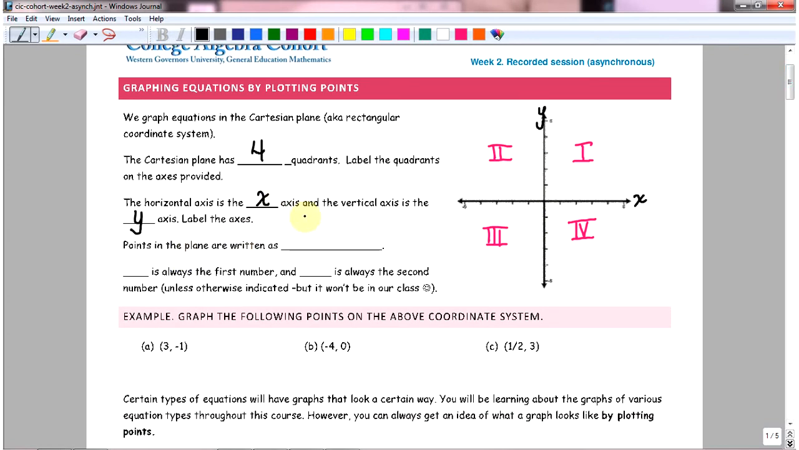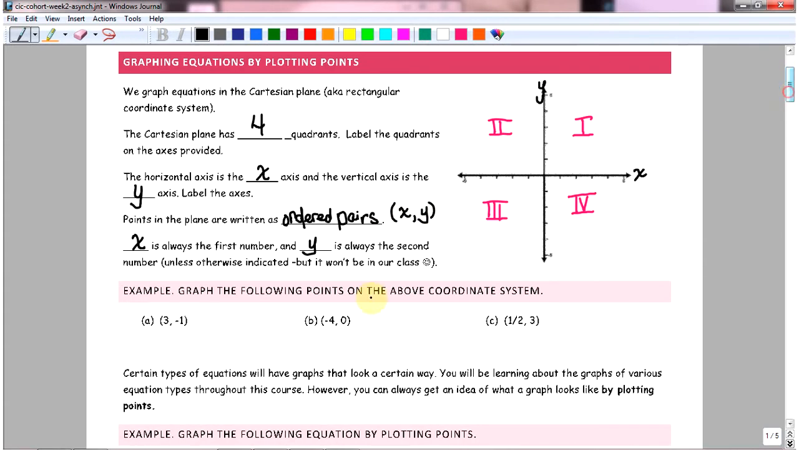Points in the plane are written as ordered pairs. And the format of an ordered pair, you're going to have a first number, comma, a second number. Your x value is always the first number, and y is always the second number. Unless otherwise indicated, there's some applications where you may change that around, but we won't be doing that in our class. You can always count on x as the first coordinate, y is the second coordinate.